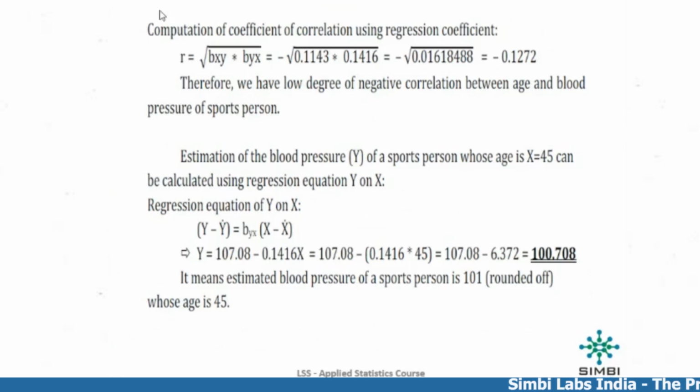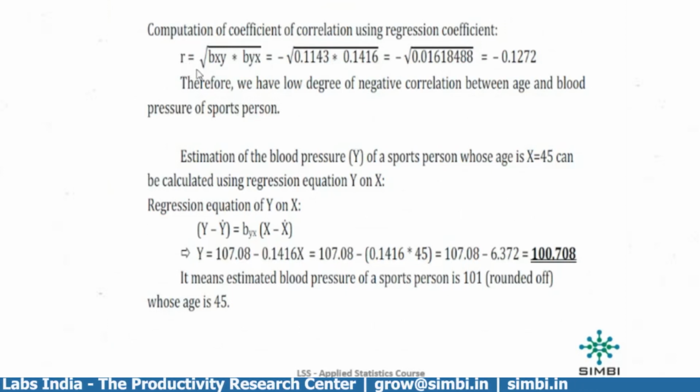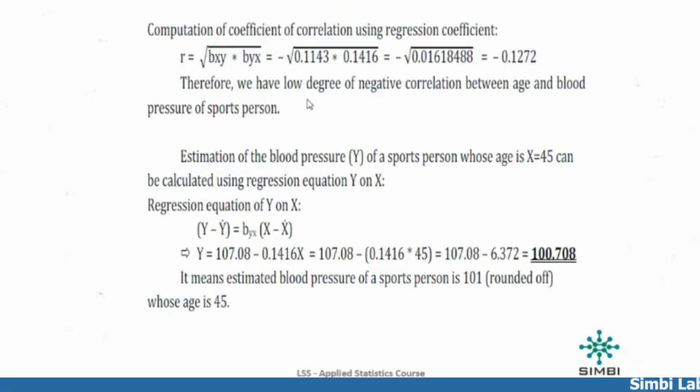And the second question they asked is the correlation coefficient. So coefficient of correlation, using the correlation coefficient value r equals square root of bxy into byx. So we got the answer as minus 0.12. So there is a negative correlation. So we can see a low degree of negative correlation between age and blood pressure of a sports person.